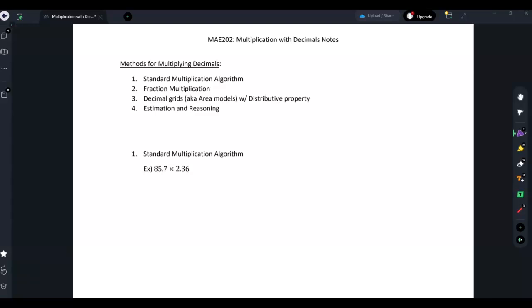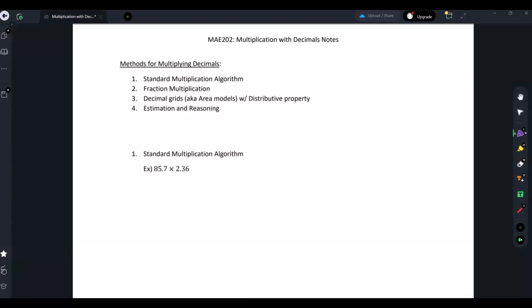We're going to look at 4 different methods for multiplying decimals. We're going to start with the standard multiplication algorithm. We're also going to go back to fraction multiplication, and then we're going to do a visual method with decimal grids or area models. And then finally, we'll do the estimation and reasoning method. So let's just start with the standard algorithm.